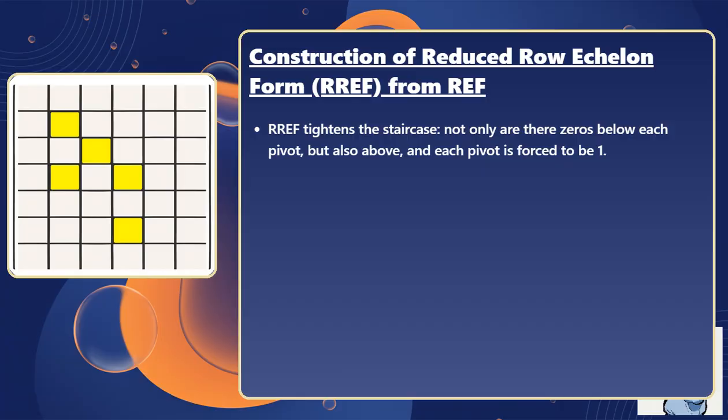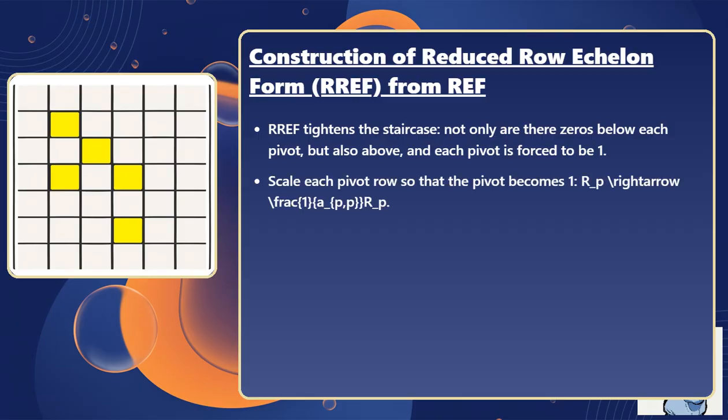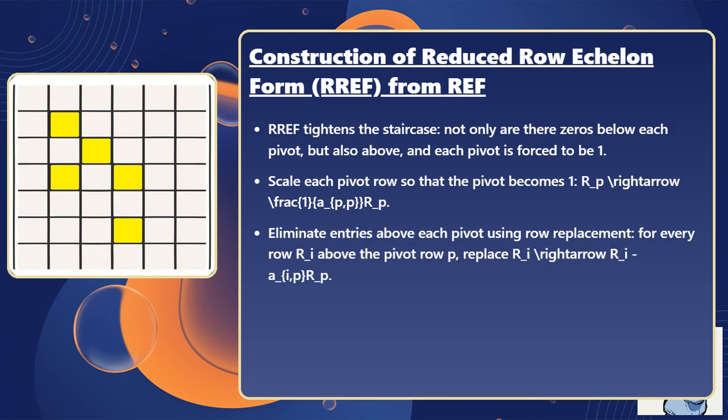RREF tightens the staircase. Not only are there zeros below each pivot, but also above, and each pivot is forced to be 1. Scale each pivot row so that the pivot becomes 1: R_p becomes 1 over a_pp times R_p. Eliminate entries above each pivot using row replacement. For every row R_i above the pivot row p, replace R_i with R_i minus a_ip times R_p.